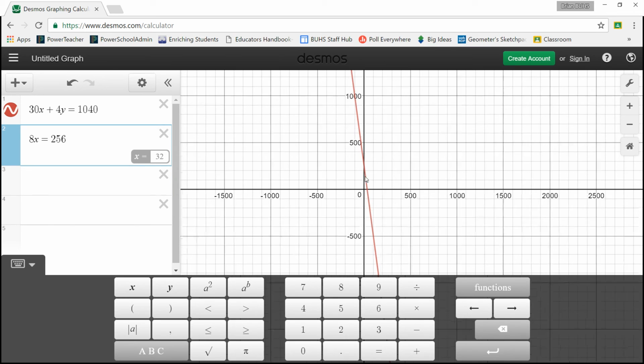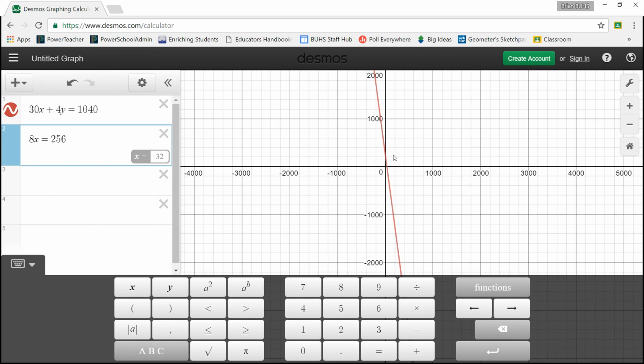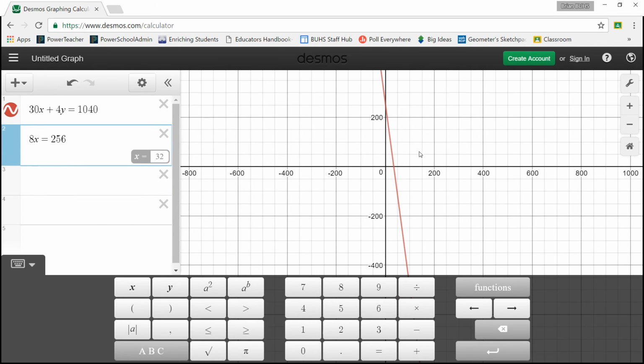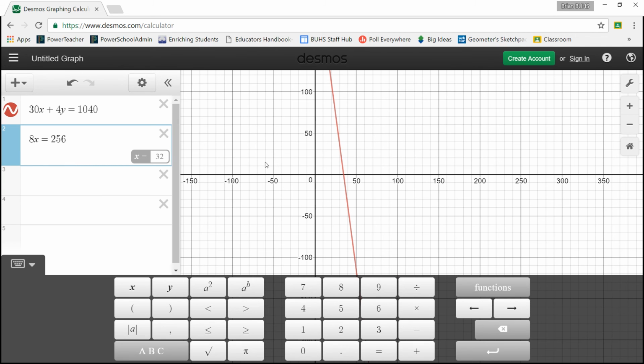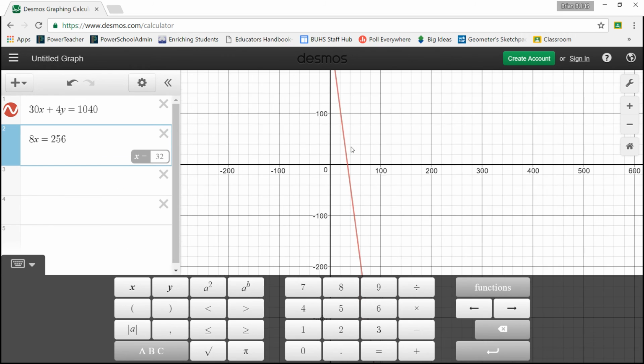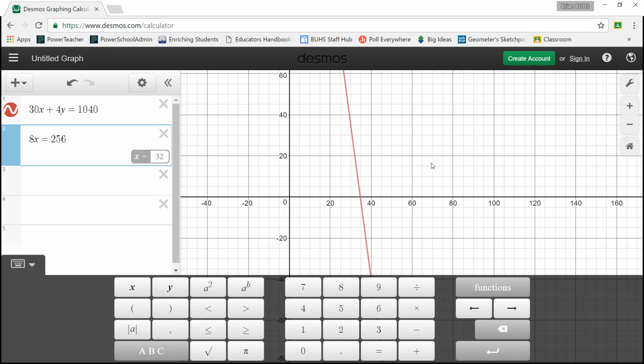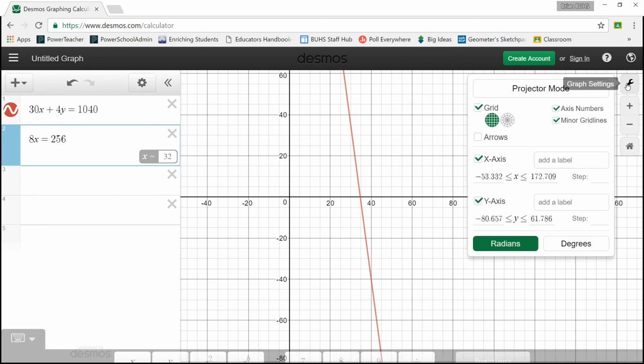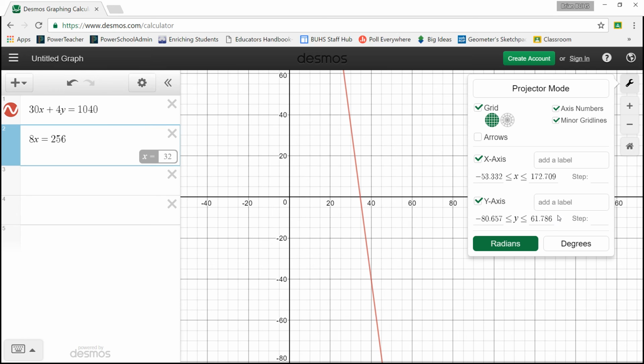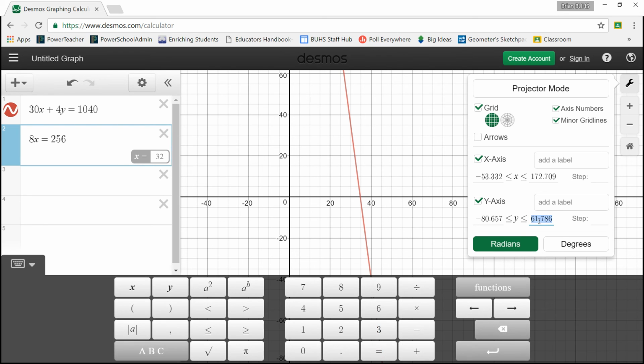It should be a vertical line. Oh, can it not do vertical lines? x equals 32 is the equation. Oh, dear. What if I want you to graph that? Oh, that's too bad. Let me change the scale on this, the y-axis.